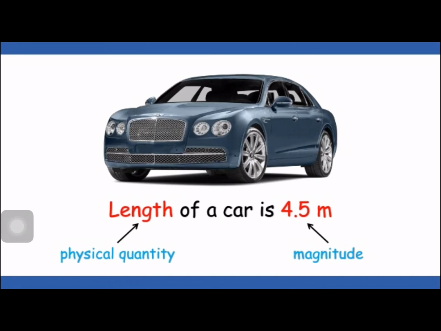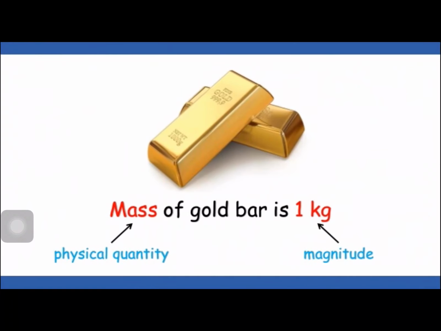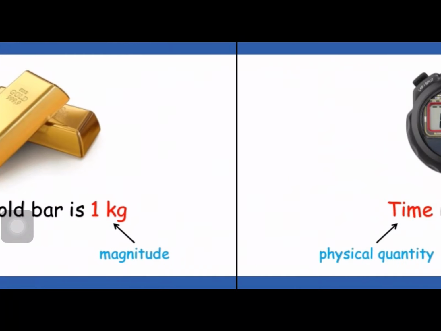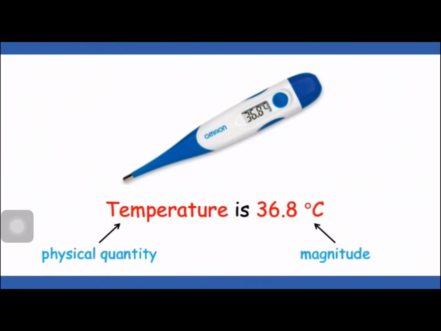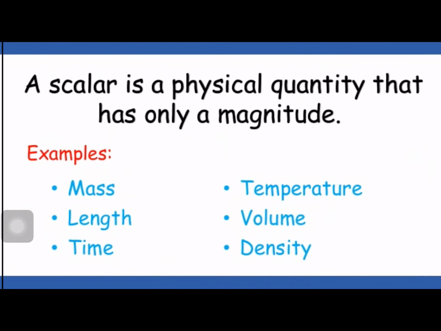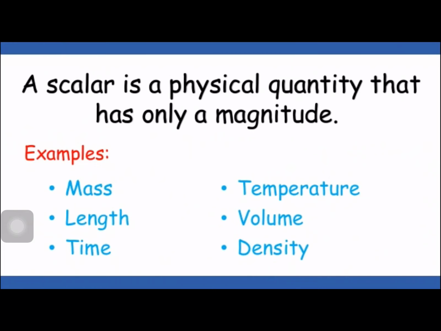Length of the car is 4.5 meter. Here, length is a physical quantity. Magnitude 4.5 meter. The same way you can see mass is a physical quantity, and what's the magnitude? 1 kg. And time is 12.76. Magnitude 12.76. Temperature, that is also 36.8 degrees Celsius. Magnitude 36.8 degrees Celsius. So scalar quantity is a physical quantity that has only magnitude.